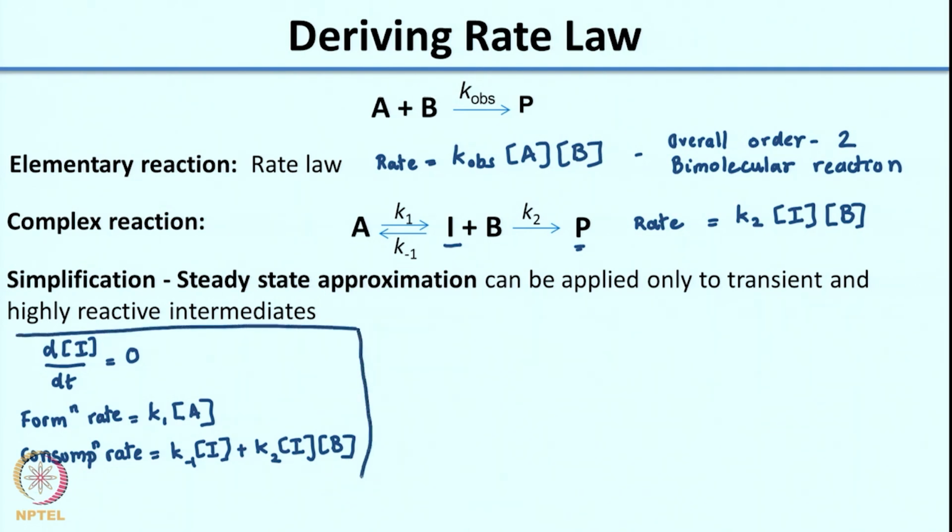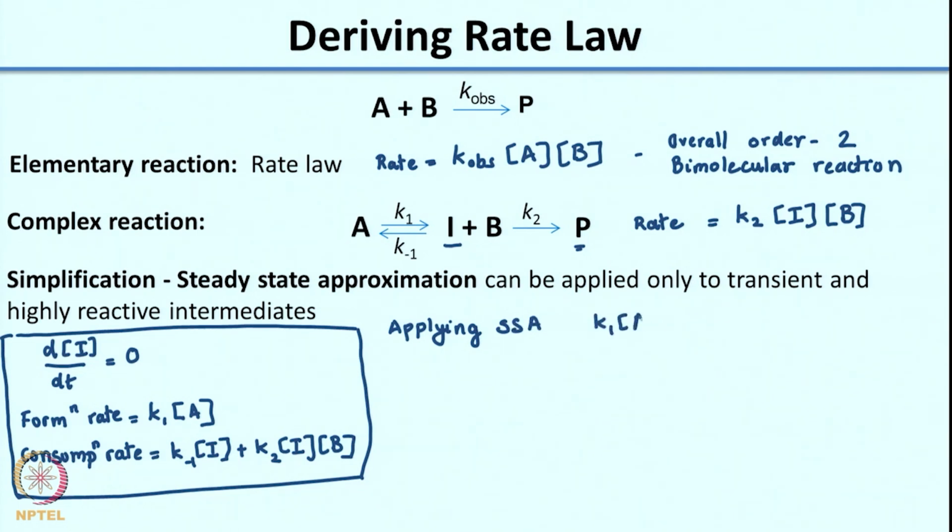So, now let us go ahead, and with this information, we have now the information that dI by dt is given by, this steady state approximation, which means the rate of formation is equal to the rate of consumption. So, applying steady state approximation, we will call it SSA, what you get is K1A, which is the rate of formation, is equal to K minus 1 I plus K2 I into B.